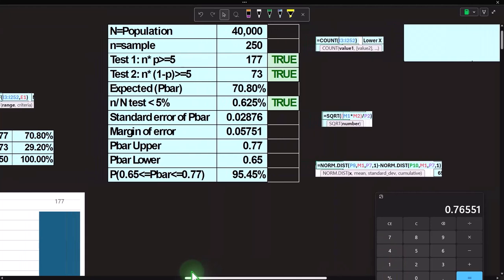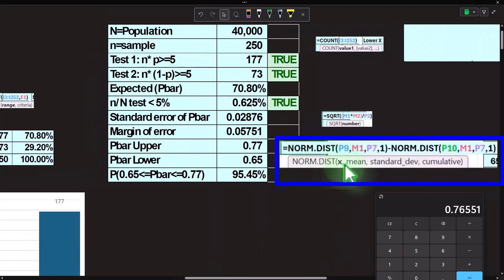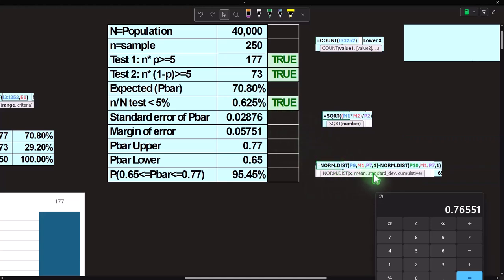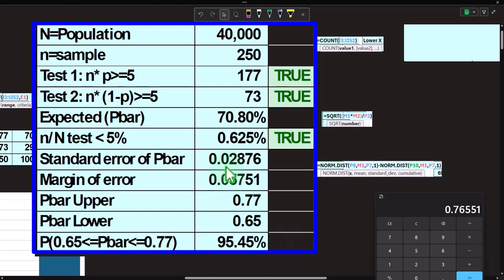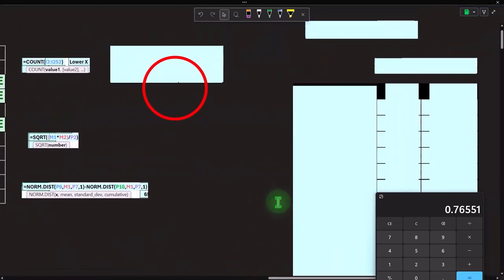So it's everything up to here minus everything from this blue bit, and that will give us the middle part. We take the norm.dist of the upper x, then the mean, then the standard deviation, which is the standard error, because that's the one that tends towards the bell curve. Is it cumulative this time? Yes, it is cumulative, therefore a 1, minus the norm.dist of the same thing, except x being the lower x. The mean is the same, the standard deviation is the same, standard error, and it's also cumulative. That gives us the 95.45% under the curve.